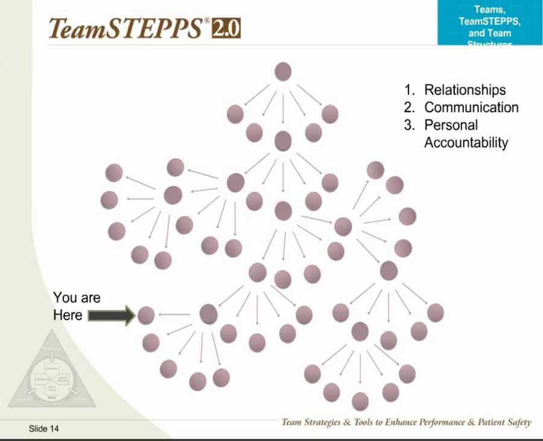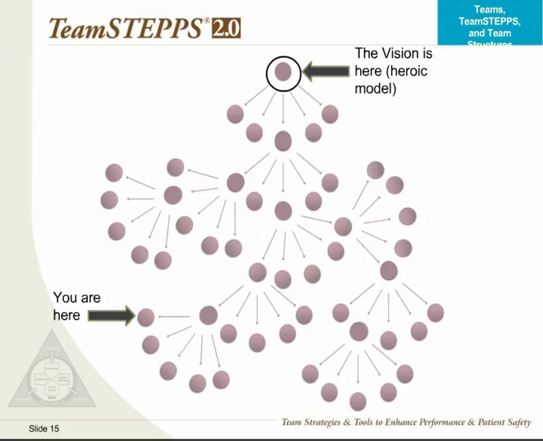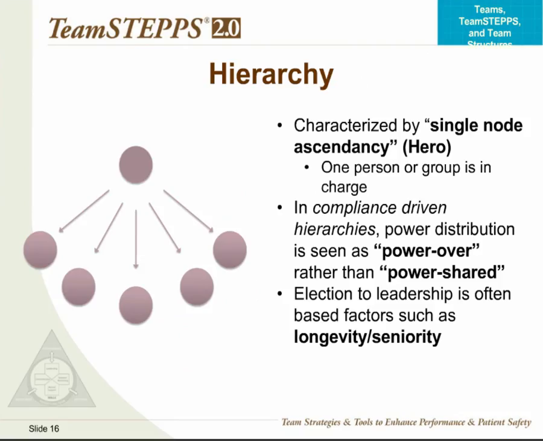So let's put a label and name to this model. I apologize, there we go, there's that heroic vision at the top. I missed my own slide. Here's that model. The model is hierarchy, and it's known for its hero or single node ascendant, that person who's in charge. It is most easily distinguished by that feature. So the hero promulgates that vision of how things are going to work, and they are given both the authority and the responsibility to implement that.